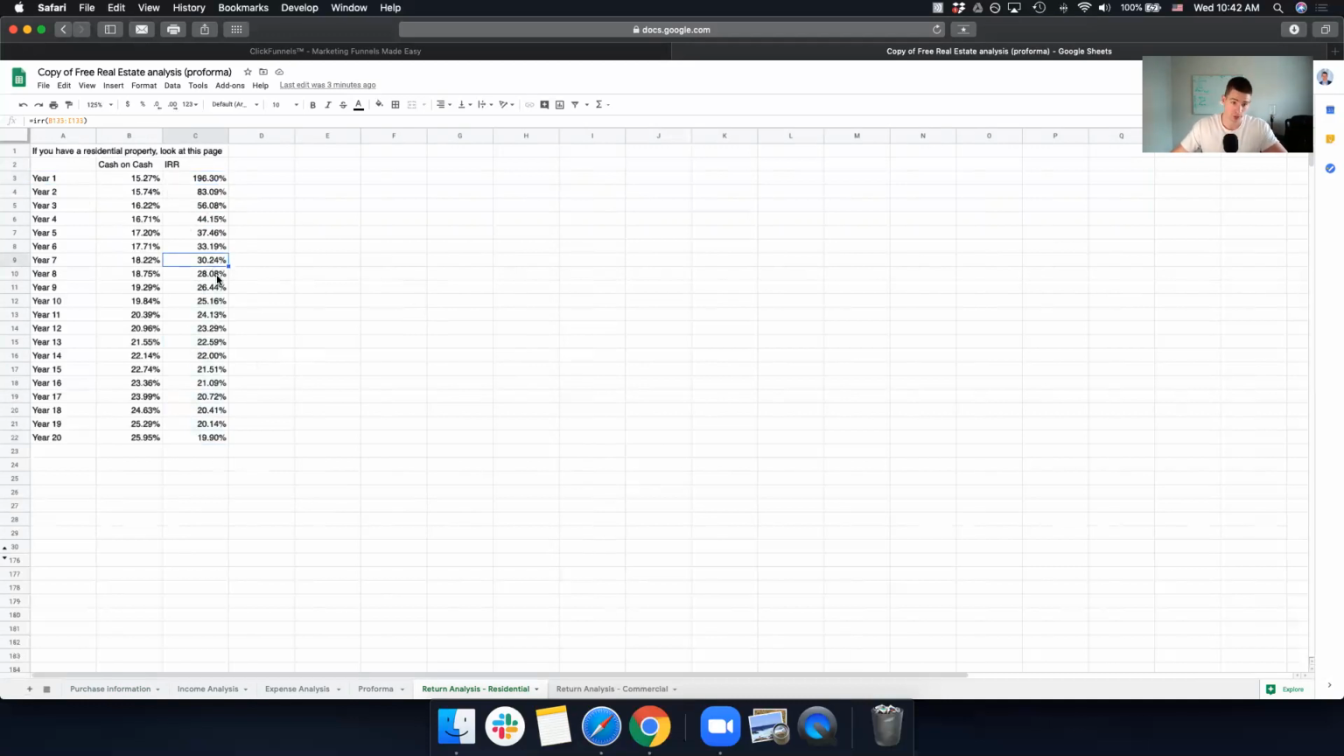IRR, 30+% IRR is amazing. I tell you guys, most investors are pretty thrilled to get 10% IRR. Just long-term wealth building in the private equity markets. People are very, very excited to earn 12 to 15%, with 18 to 20% being amazing.